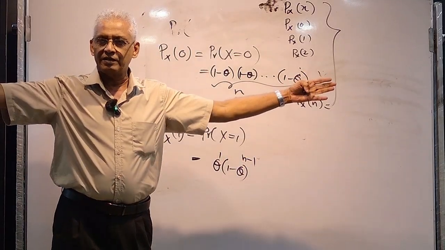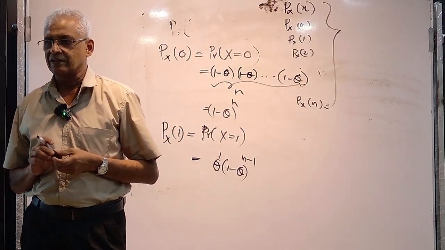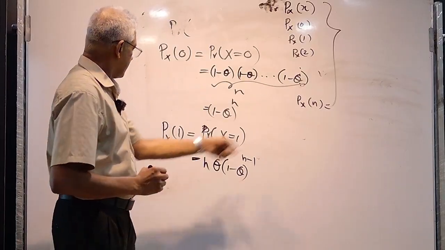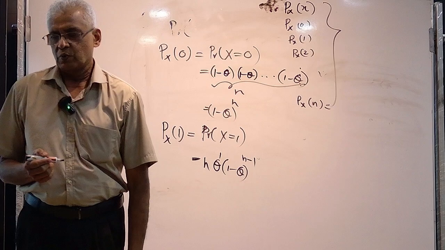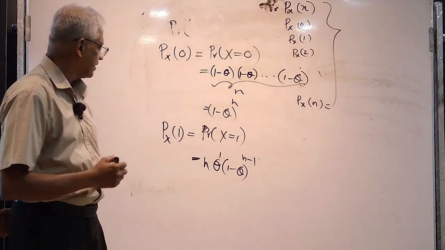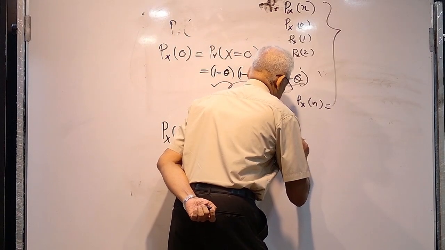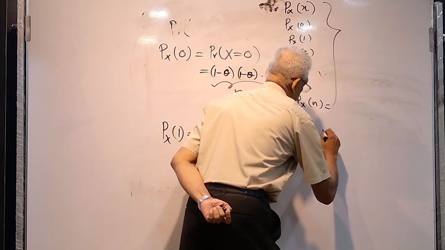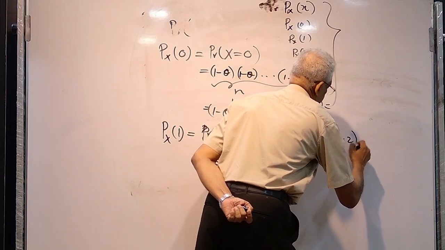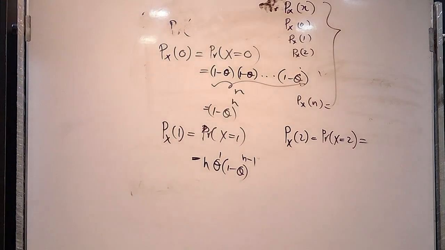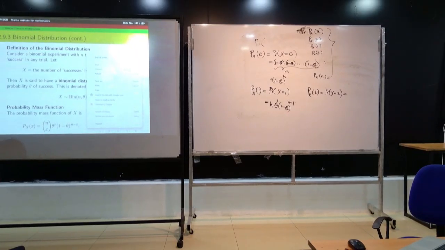How many of them are there? How many possibilities are like that? n possibilities. So that's then probability x equal to 1, P(X=1), is n times theta to the power 1 times (1 minus theta) to the power n minus 1. Then P(X=2), that is probability x equal to 2. Right. How many possibilities are there? How many ways can that happen?